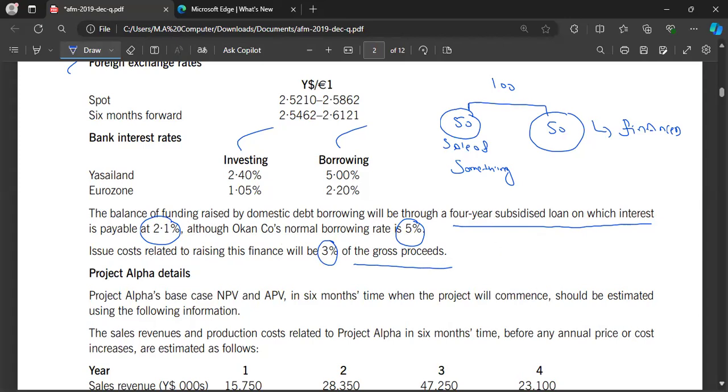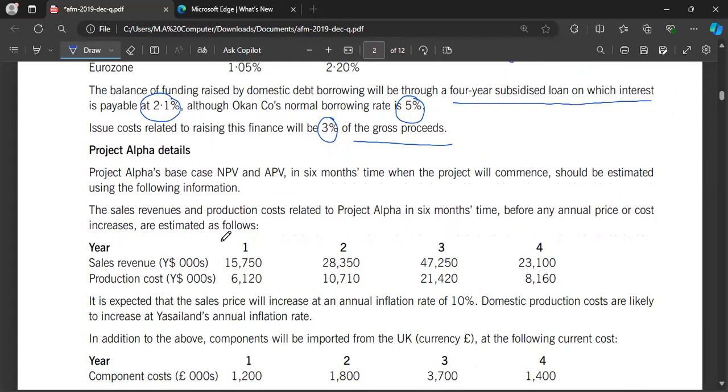Now, the other project, that was project Alpha. Project Alpha base case NPV and APV in 6 months' time, when the project will commence, should be estimated using the following information. The sales revenue and production costs relating to project Alpha in 6 months' time, before any annual price or cost increases, are as estimated. The examiner has told you the sales and the production cost. Now, the examiner is telling us it is expected that the sale price will increase at an annual inflation rate of 10% and domestic production costs are likely to increase by Y's annual inflation rate. So we have to inflate them as well.